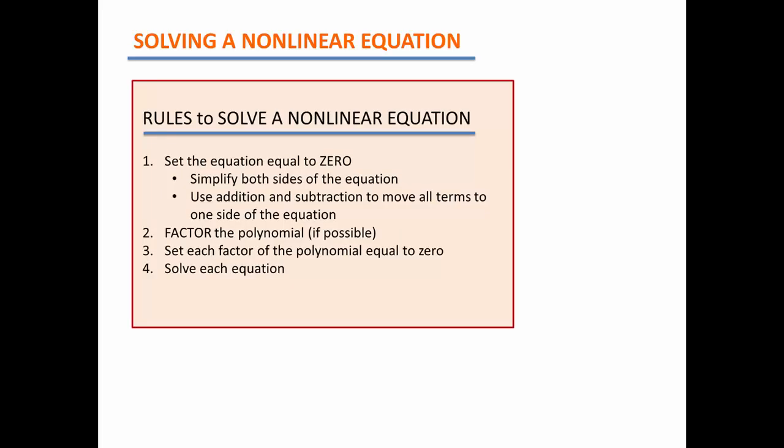First, we want to make sure that we set the equation equal to 0. This is done by simplifying both sides of the equation if necessary, and using addition and subtraction to move all terms of the equation to one side. After we've set the equation equal to 0, we want to factor the polynomial if possible, set each factor equal to 0, and solve the individual equations.